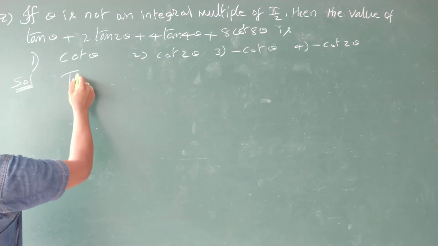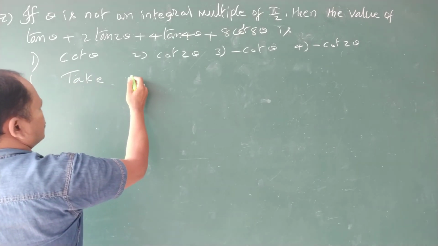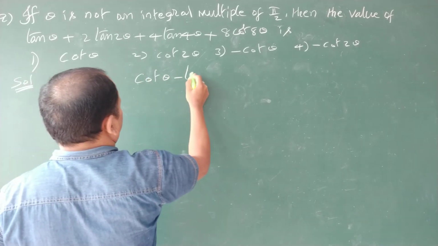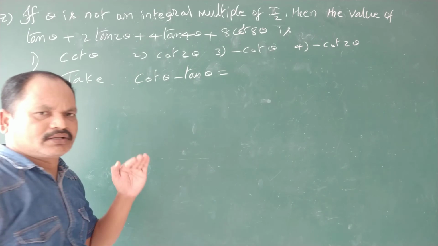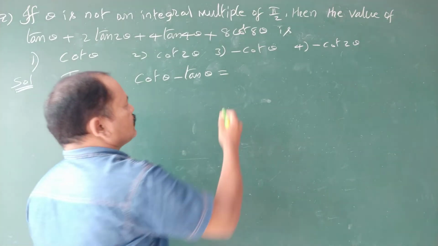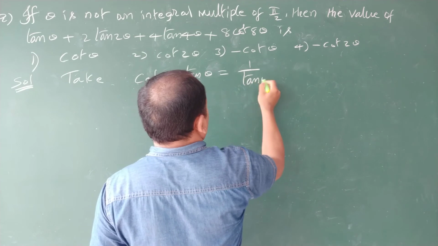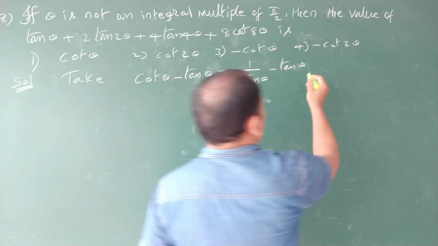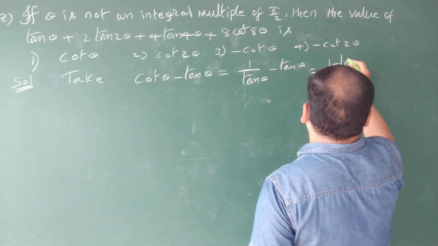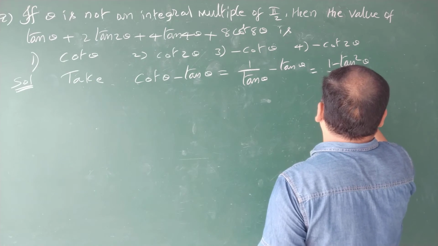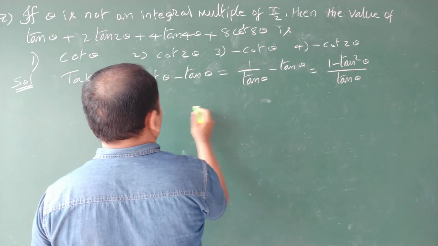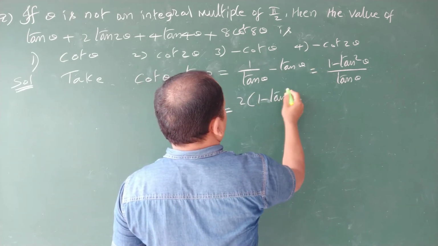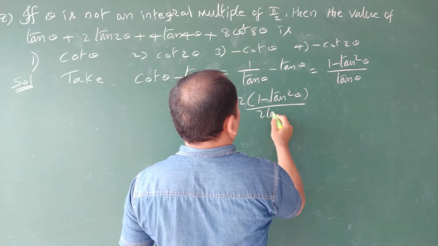Take cot theta minus tan theta. So this cot theta can be written as 1 by tan theta. Here it is minus tan theta. Now take LCM, then we get 1 minus tan square theta by tan theta. That can be multiplied and divided by 2, then it is 2 times of 1 minus tan square theta by 2 tan theta.